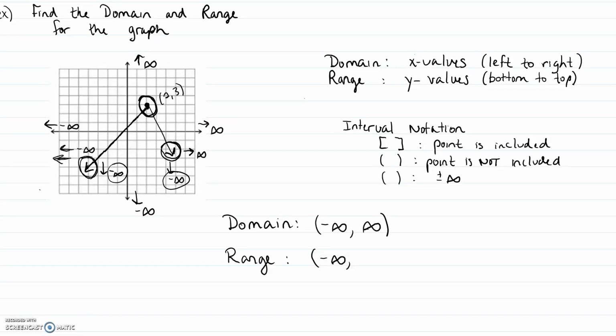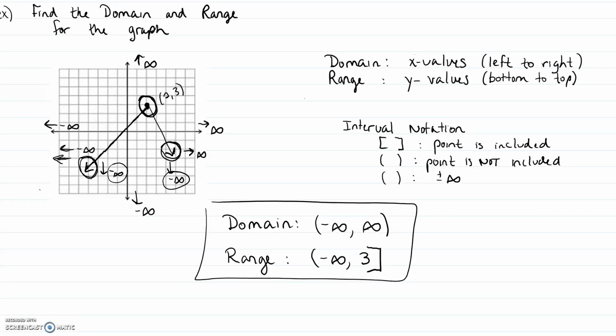Okay. The range are the y values. So for the highest point, that's going to be at positive 3 on the y-axis. That point is included. You need to make sure to put brackets around that 3. And there's your domain and your range for this particular graph.